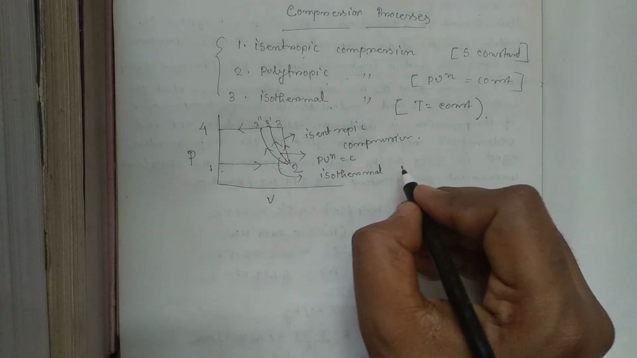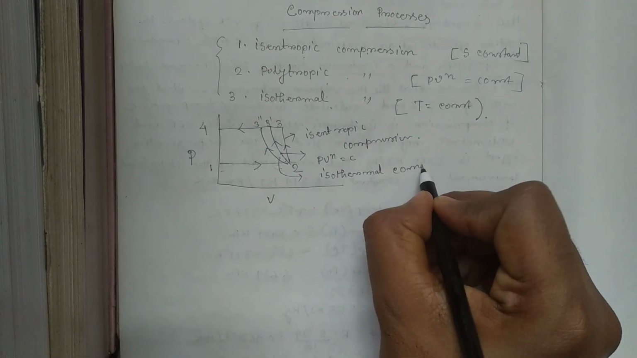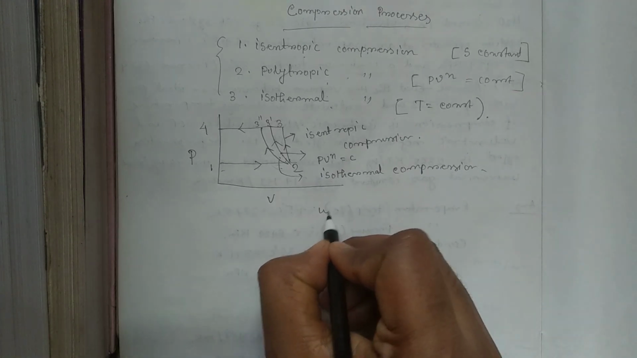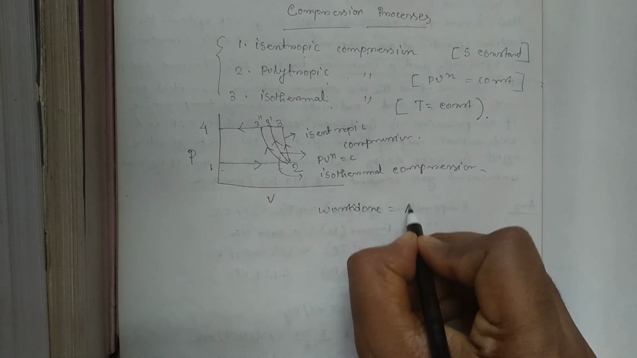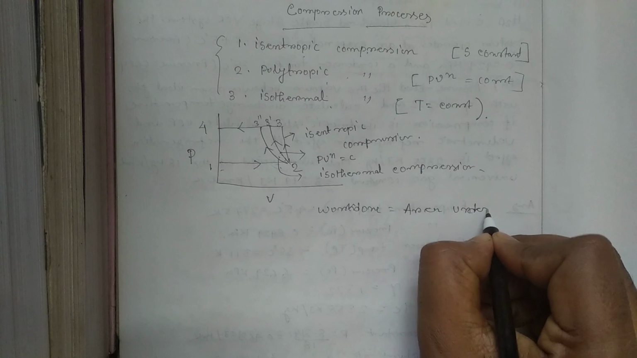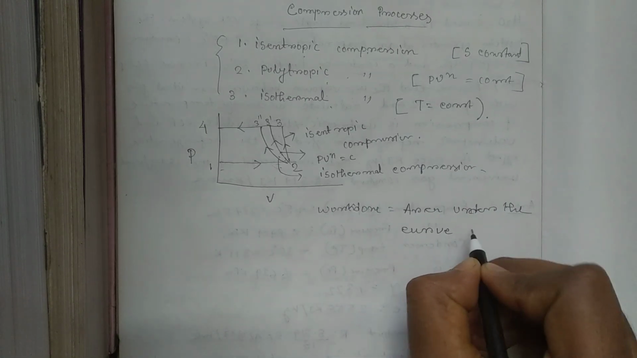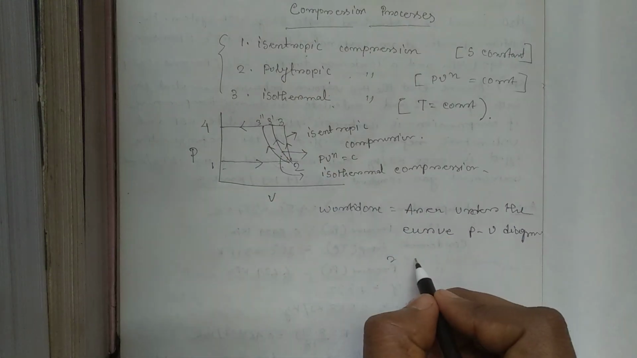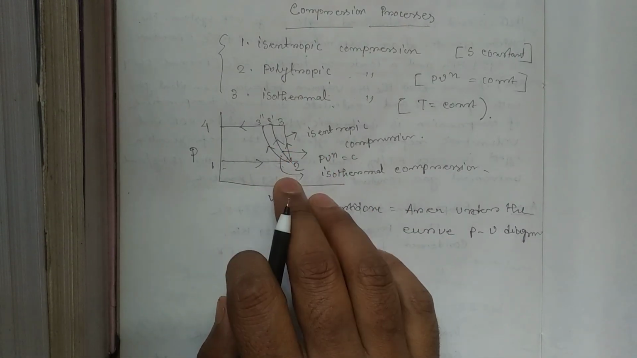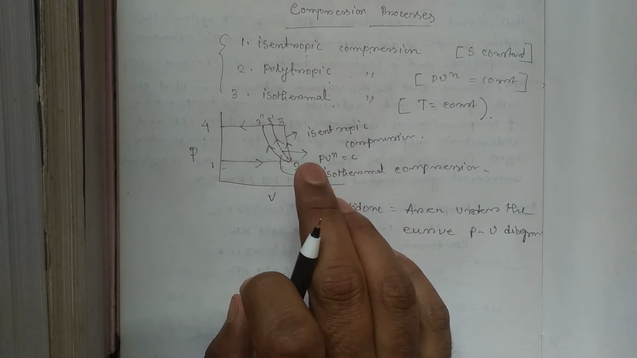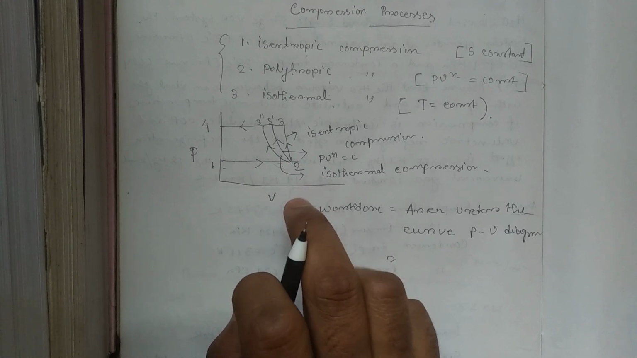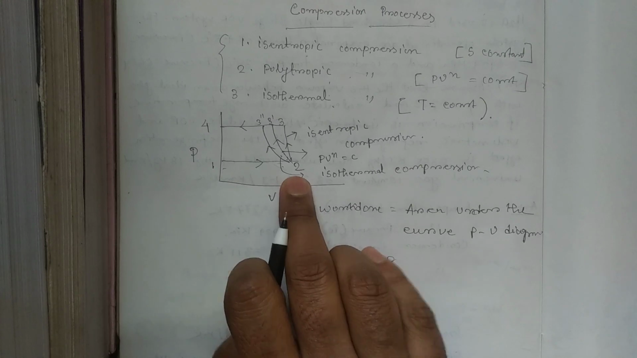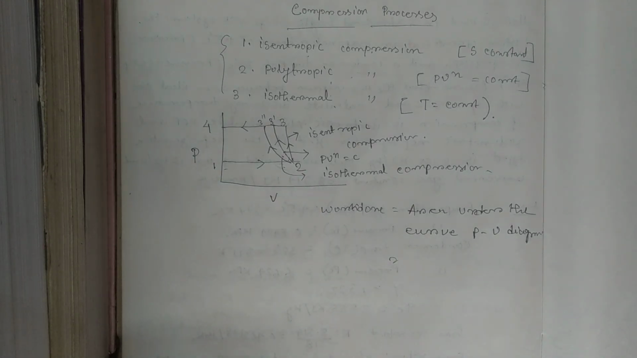From the previous knowledge of thermodynamics, we know that work done is nothing but the area under the curve of the PV diagram. The area under the curve in process 2 to 3 double dash is small compared to the other processes. So we choose the isothermal compression process because the work done required for the compression is small. So the power required for compression in the case of isothermal compression is very much less. You can identify the PV diagram of different compression processes like that.